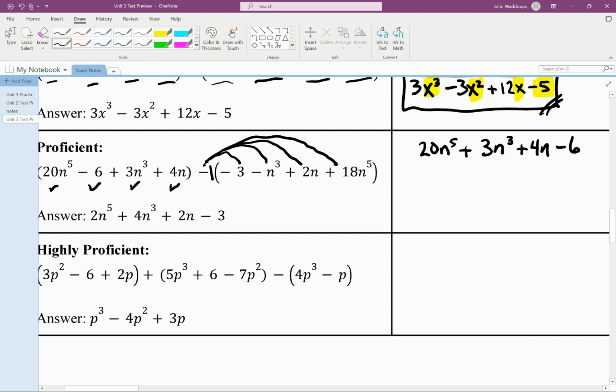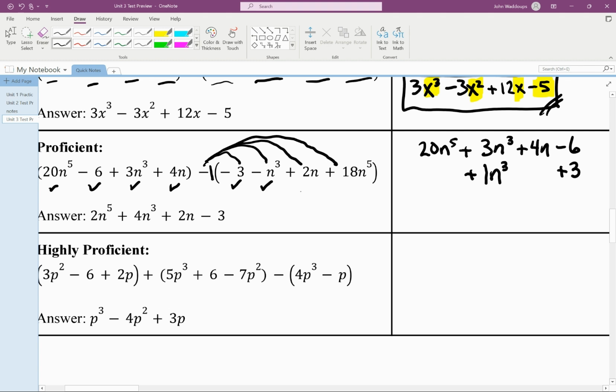Okay, now you can just put these in. Now that I've got these to compare with, I can do them in any order. I'm going to go ahead and do this minus 3. But that minus 3, negative 1 times negative 3 is a positive 3. So this is plus 3. That minus n cubed becomes plus n cubed. Remember that that's the same as plus 1n cubed.